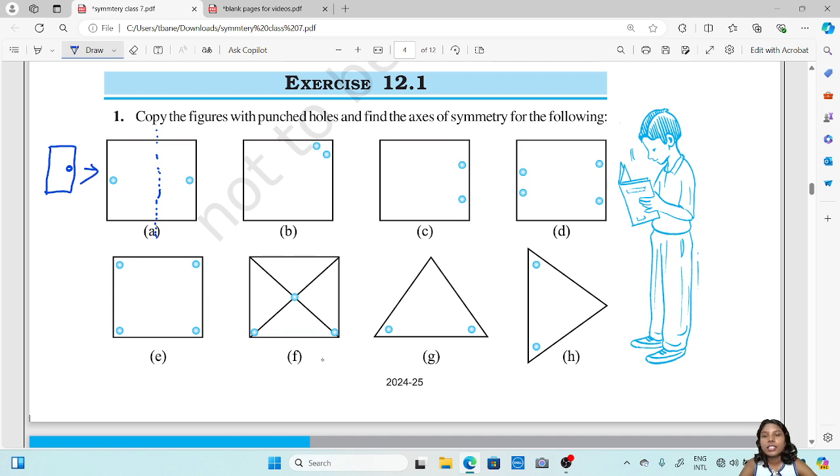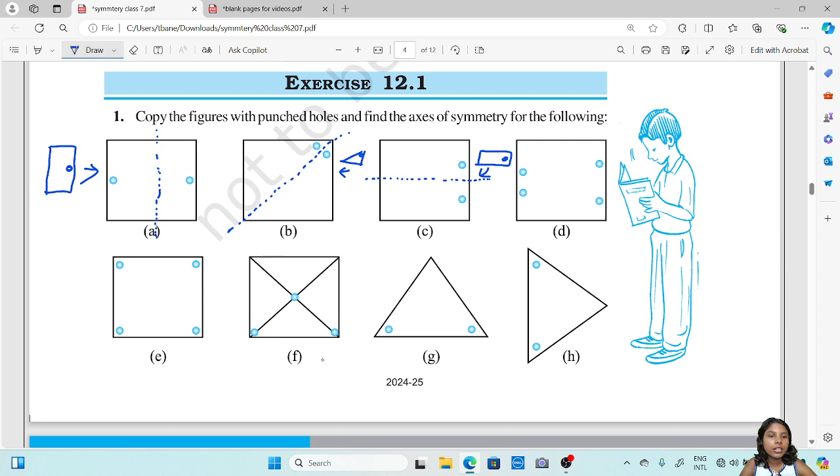Now see, in this case, they are at the two corners. So here, the line of symmetry will be diagonal, okay? So we'll get a triangle in this case and the holes will be punched here. In this case, again, the line of symmetry will be here, in between the square. So then you will get this, and the hole is here for this one.